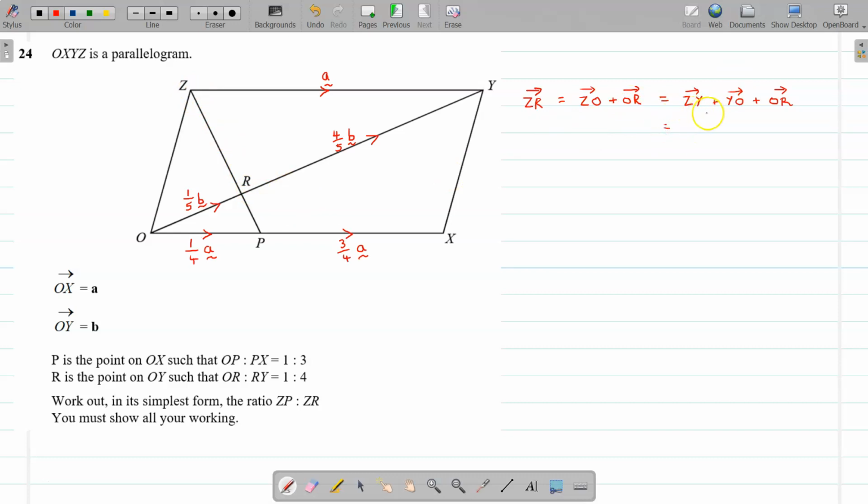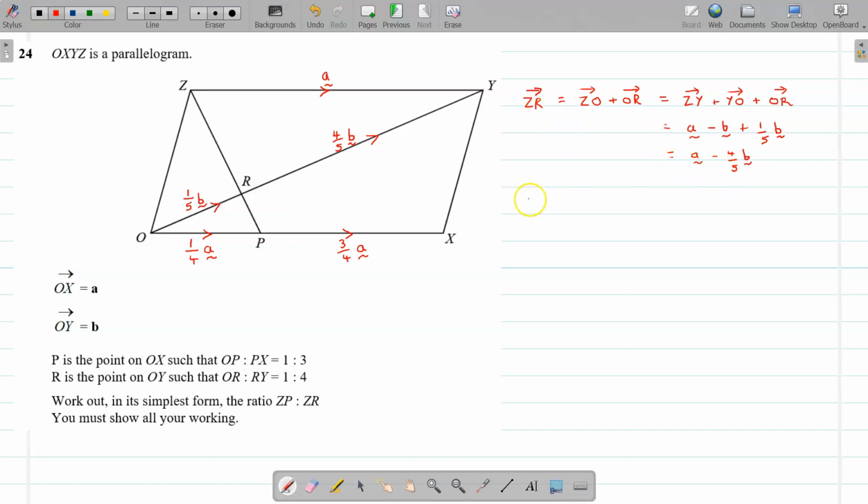So 3 vectors added together to give me the vector Z to R, and that's easy enough to do because ZY is A, and Y to O is the reverse of O to Y. So O to Y is B, so Y to O is minus B, and O to R, as you can see, is 1/5 of B. So it's plus 1/5 of the vector B. Now, if you simplify that, you're left with A minus 4/5 of B. So that's our vector ZR.